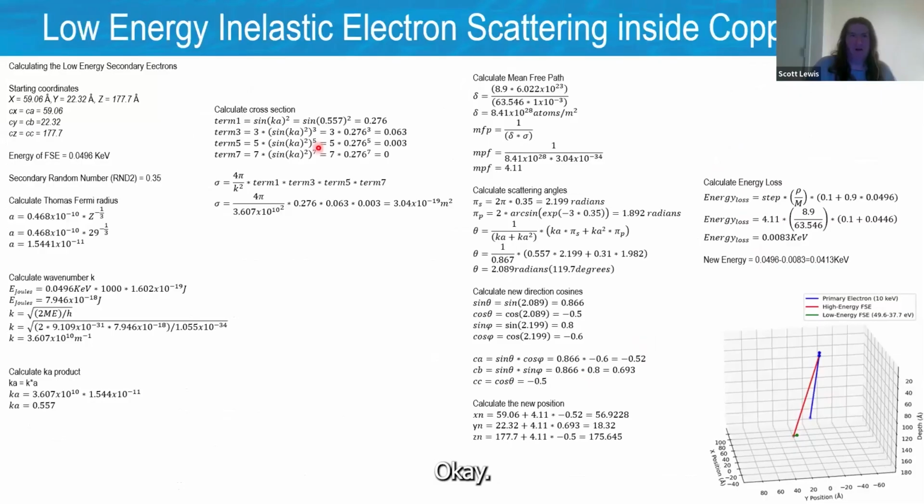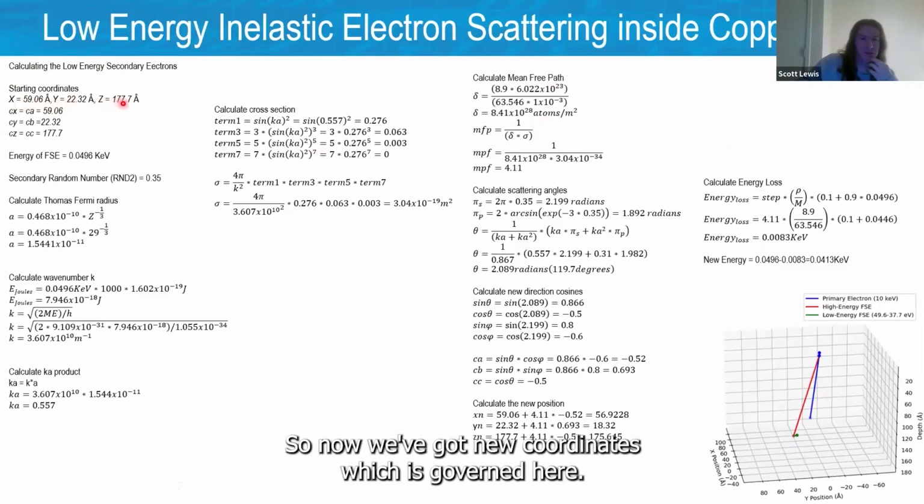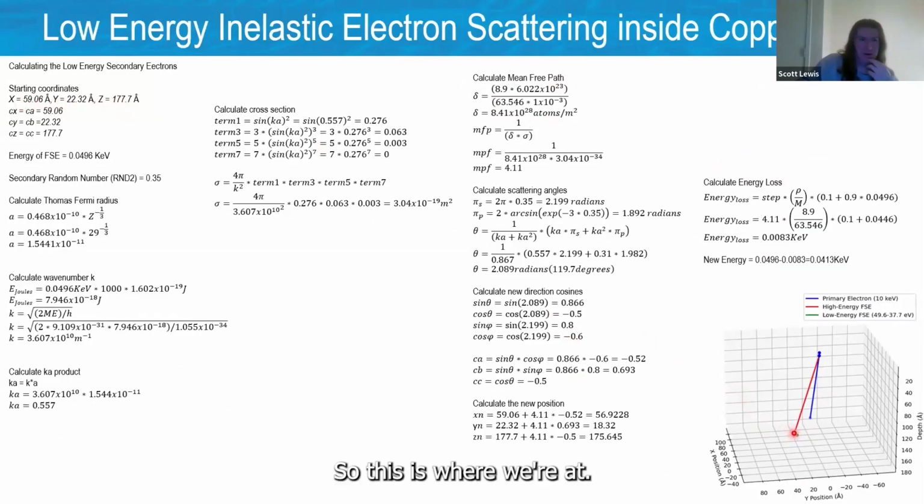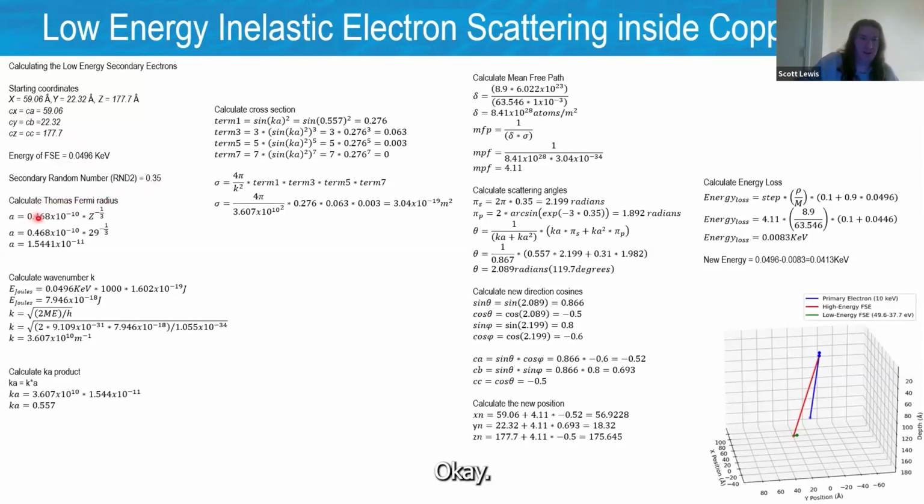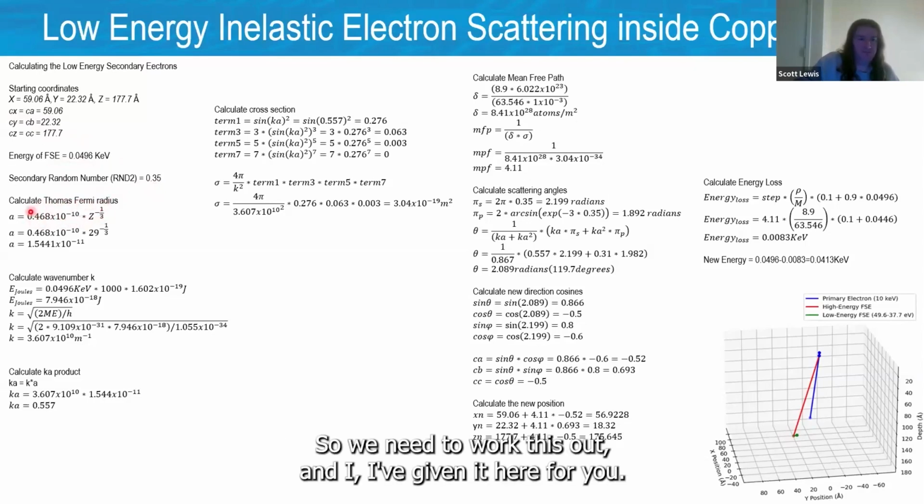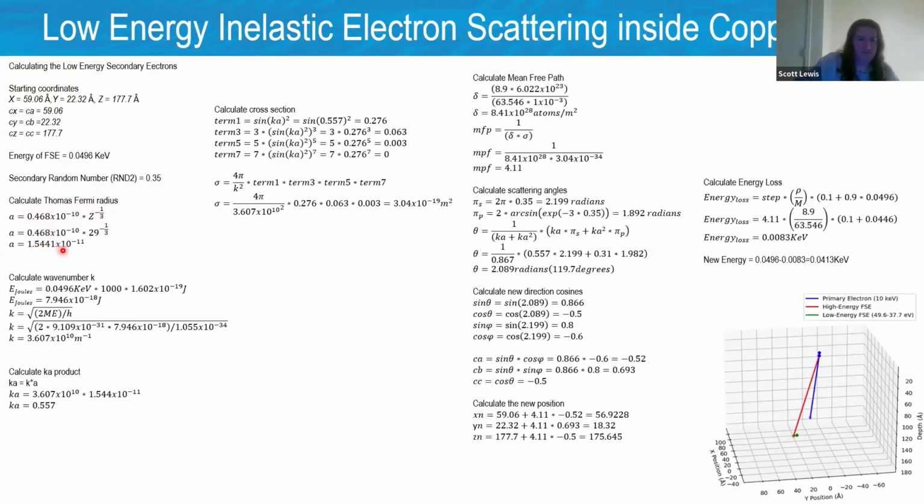Okay. Right, let's do the low energy secondary electrons, which is governed by this. So now we've got new coordinates, which is governed here. So this is where we're at. CA and CB is basically this. I've chosen this arbitrarily, let's call it 50 eV. I've chosen a random number of 0.35, and then we need to calculate this Thomas-Fermi radius. So we need to work this out, and I've given it here for you.